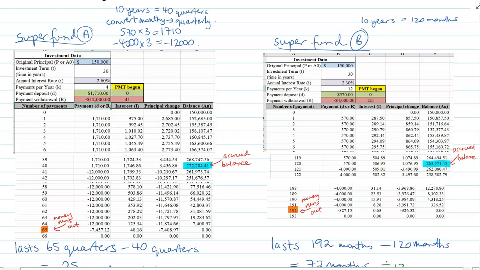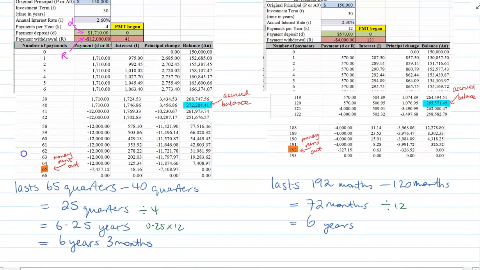10 years for Super Fund A means we're talking about 40 quarters. Because we've been given values monthly, we need to change them into quarterly. So that means those deposits that are being made are $1,710 and withdrawals are $12,000 a quarter. Okay, so if I pop those values in and scan all the way down my spreadsheet, on the 65th quarter, the money will run out. So you can see that this money will last her 6 years and 3 months.